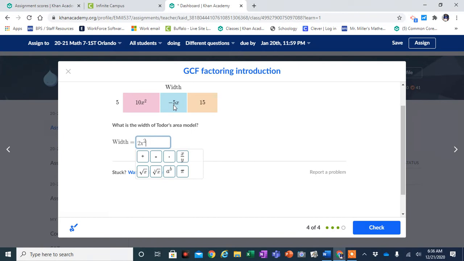Now we need a minus 5, so we need a negative. This would be a negative. To get a 5, it would be a 1. And then finally, we need a 15, so that would be a positive, and then we would need a 3.